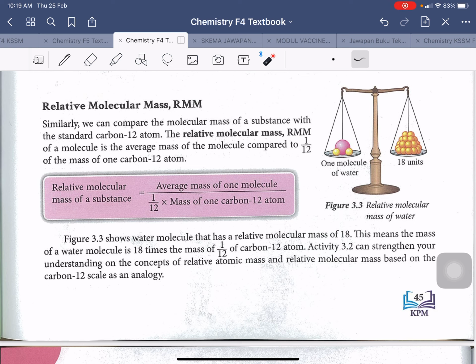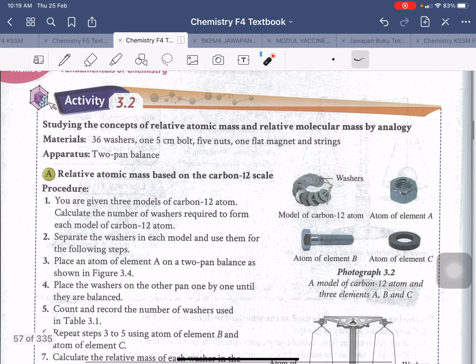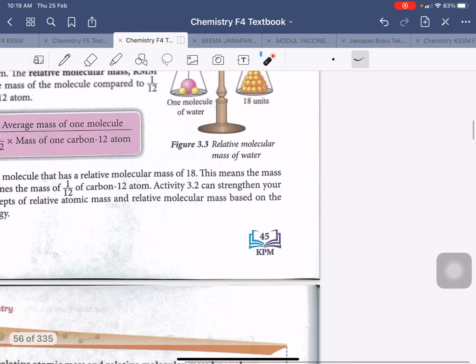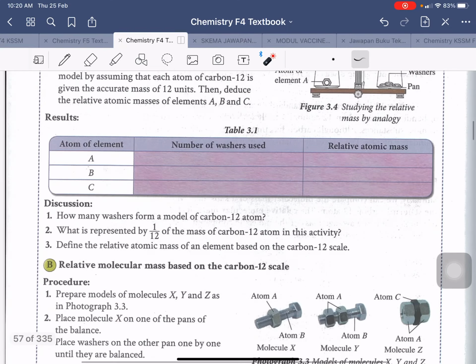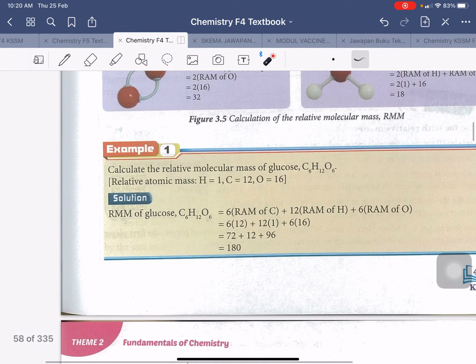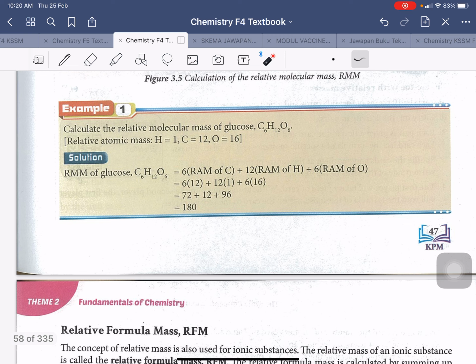Okay, so let us continue. Mari kita tengok. We are not going to do this experiment lah, of course. Okay. Example lah, we go to pengiraan sudah, calculation. Calculate the relative molecular mass of glucose. Relative molecular mass of glucose.